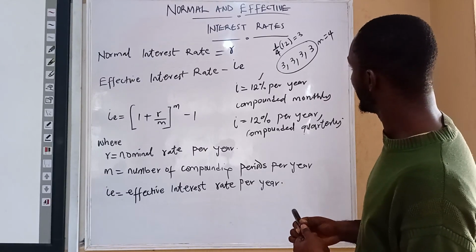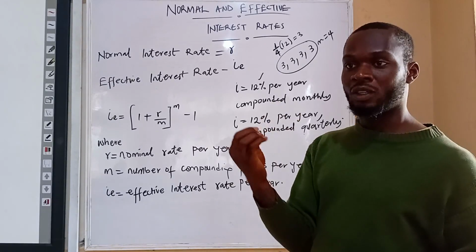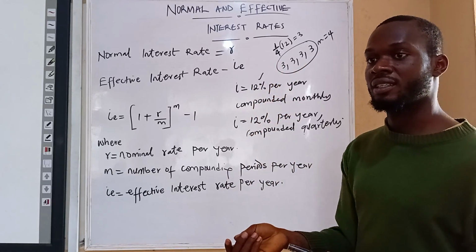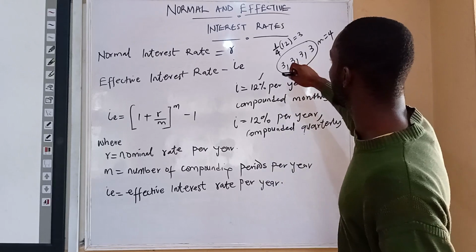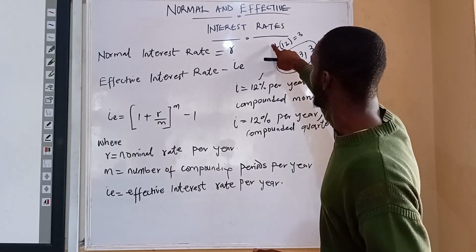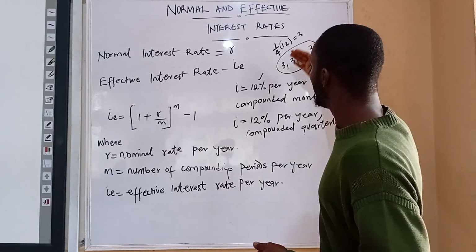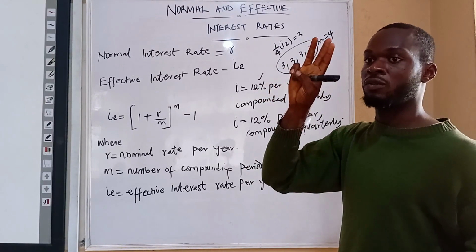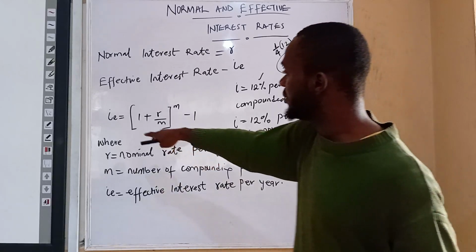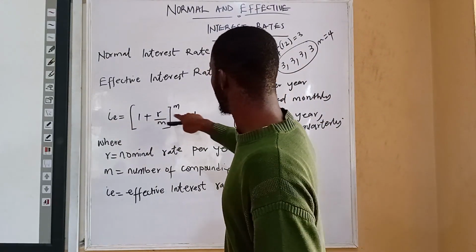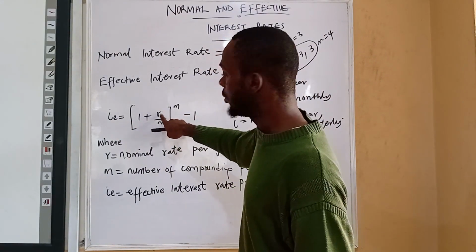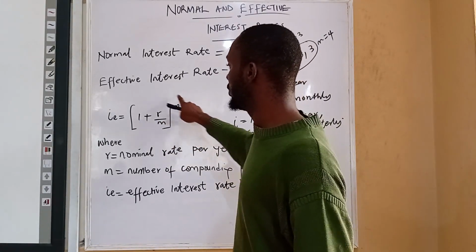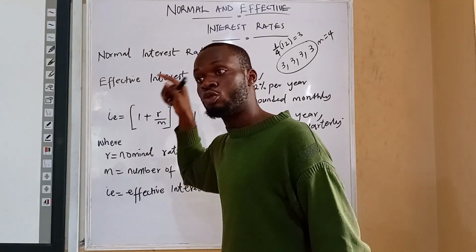If you are told biannually, it means twice every year. So this one was confusing me, but quarter means 4, and 1/4 of 12 gives 3, so it's compounded every three months. In 12 months, we have four periods of 3 months. So our effective interest rate is 1 plus 12 over 100 over 4, all raised to power 4, minus 1. Anything you get, that's the interest rate you use to solve that problem.